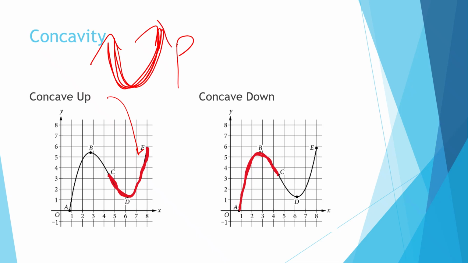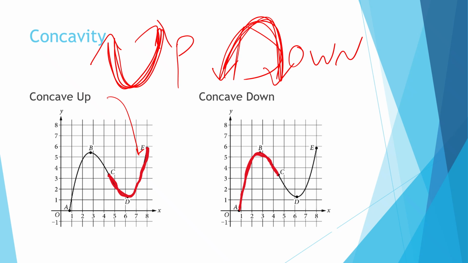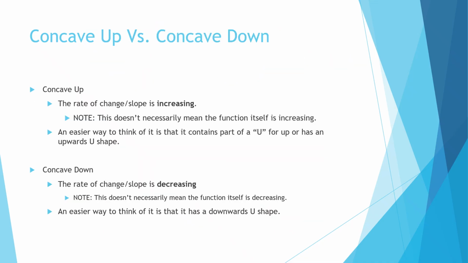Now, concave down is when it's a downwards U shape, right? And so think of this as concave down, kind of like that. It's not as easy, but just think about it as a downwards U. So this portion of the graph is concave down. Now, let's talk about what that means.